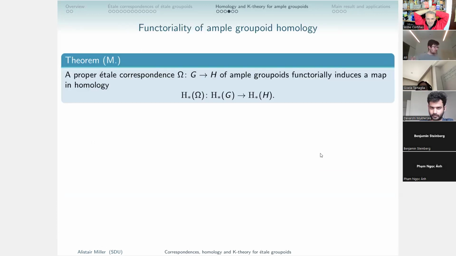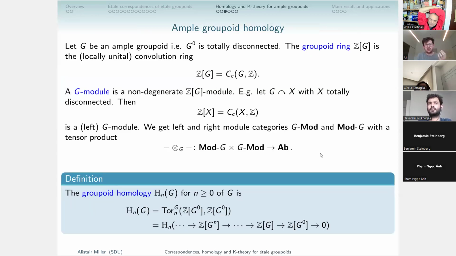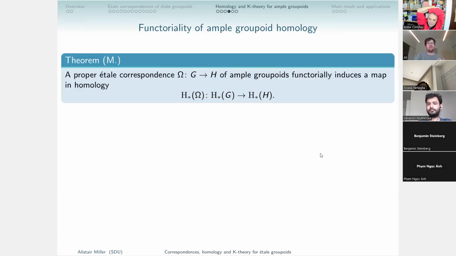So then what I do is I show that these proper étale correspondences give you maps in groupoid homology. With this picture, it's a very natural thing to do, because from what is a bispace, given that G spaces give you G modules, bispaces give you bimodules. So you get functors between the module categories, and that's how this all works. And then you can very easily see that a Morita equivalence, for example, is going to give you an equivalence between the module categories, which is what you'd hope given the name Morita equivalence.